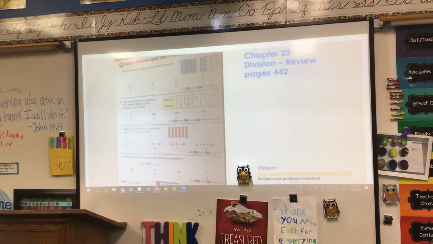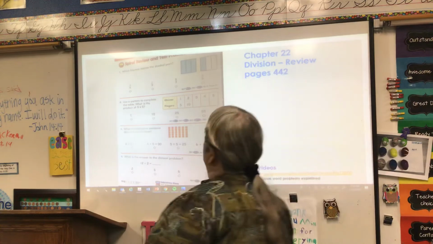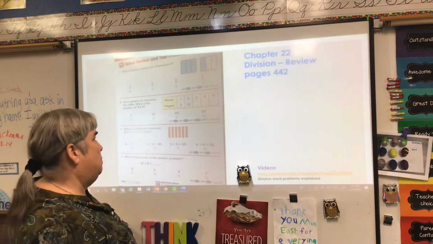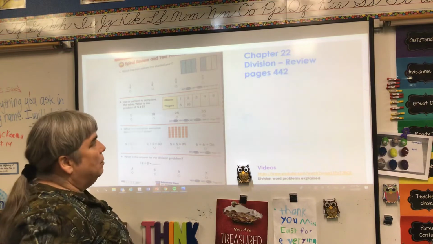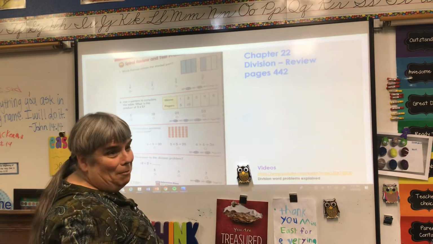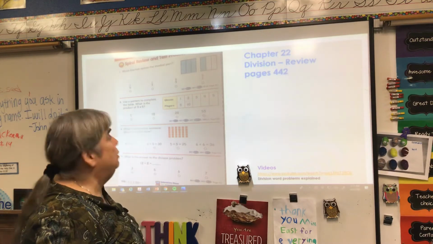Here we go. This is the last page. Oh, we're dealing with fractions. Which fractions? Name the shaded part. Well, we haven't done fractions yet. Fractions is going to be one of our next subjects we're going to learn.